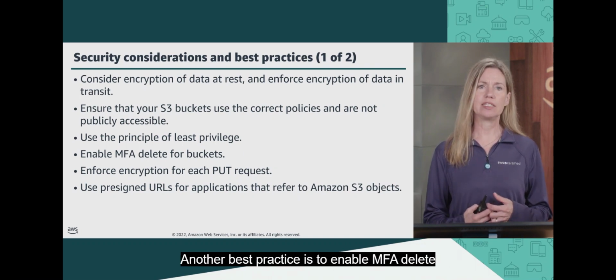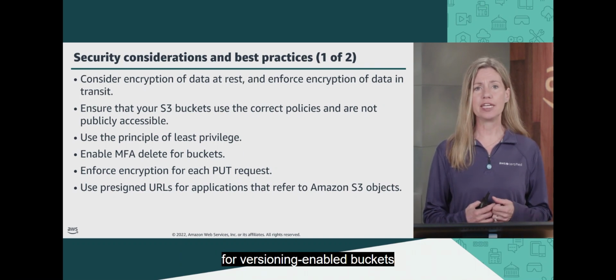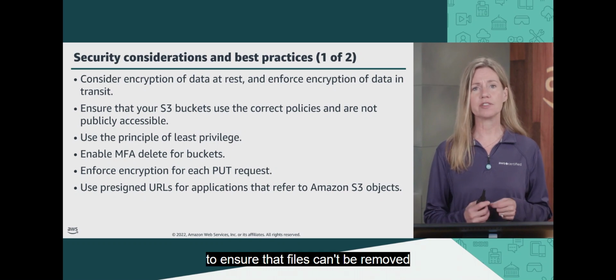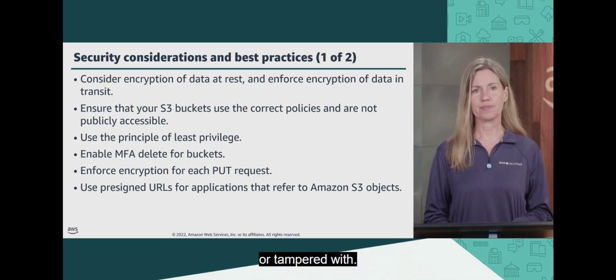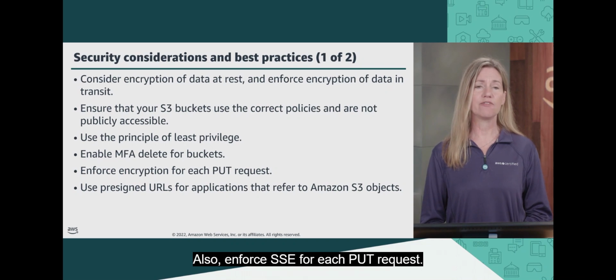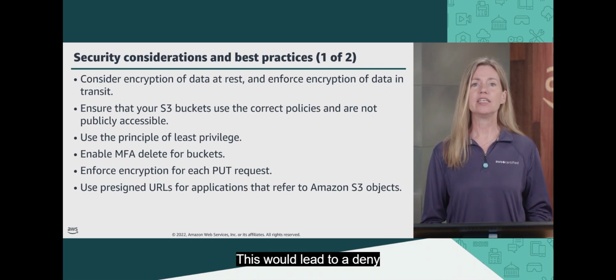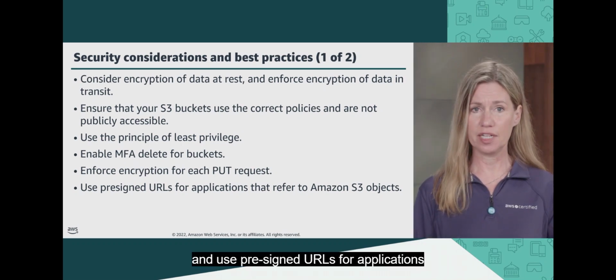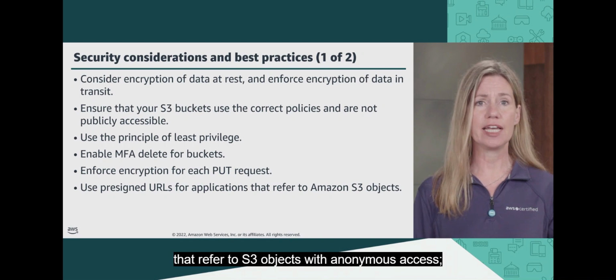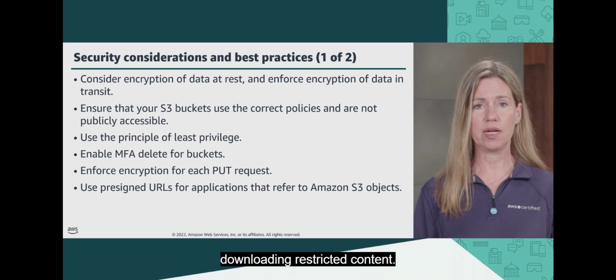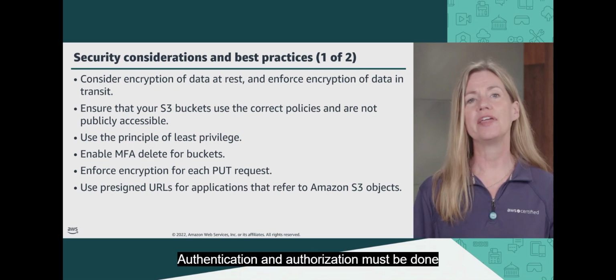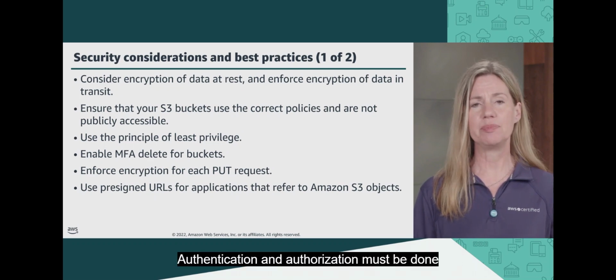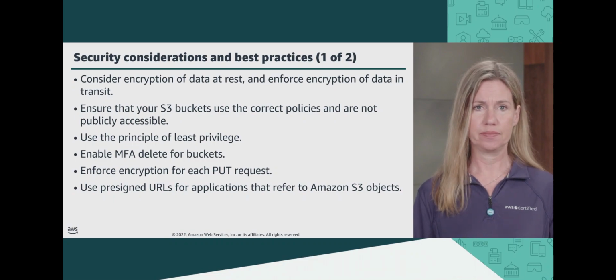Another best practice is to enable MFA delete for versioning-enabled buckets to ensure that files can't be removed or tampered with. Also, enforce SSE for each put request. This would lead to a deny in cases where the end user doesn't request SSE. And use pre-signed URLs for applications that refer to S3 objects with anonymous access, for example, downloading restricted content. Authentication and authorization must be done in the application.